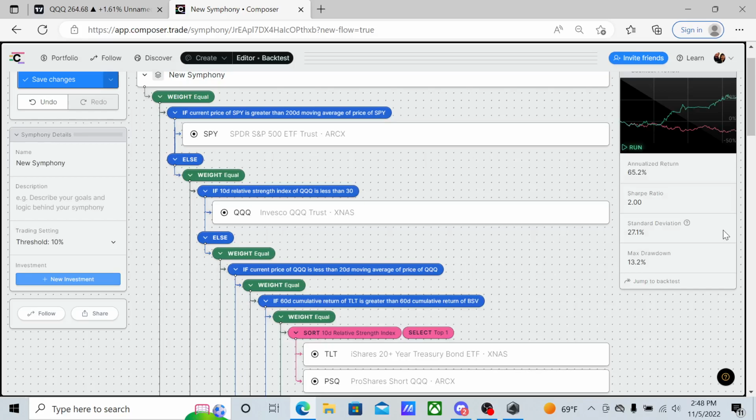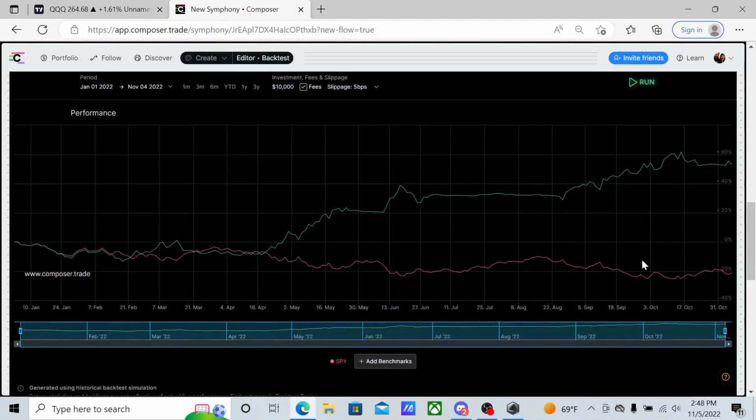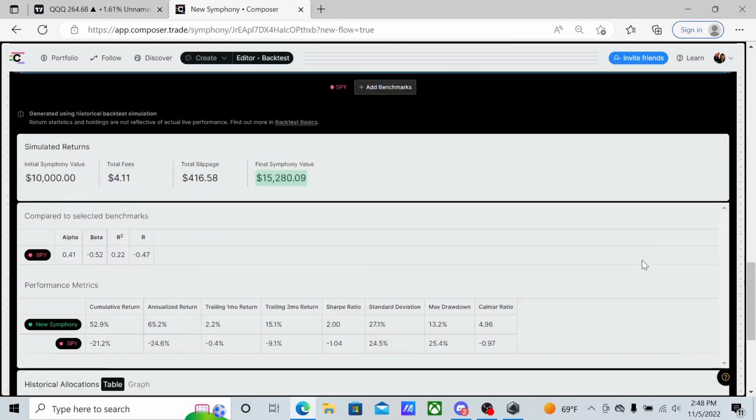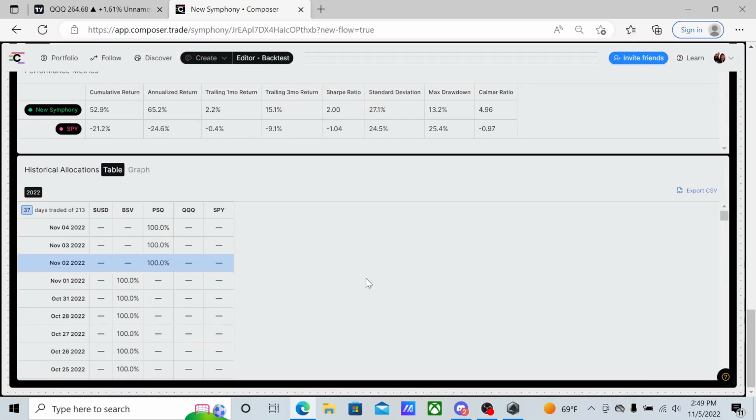So yeah, 65. So pretty good. I think that's about the highest you're going to get as far as comparing bonds with long term versus short term. And then let's actually see if that played out here. So you can see November 2nd, 3rd, and 4th.